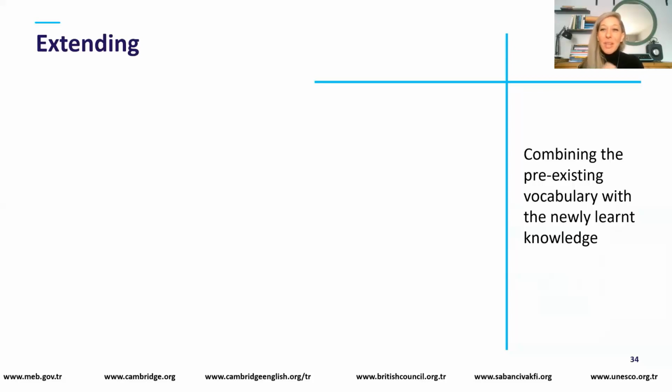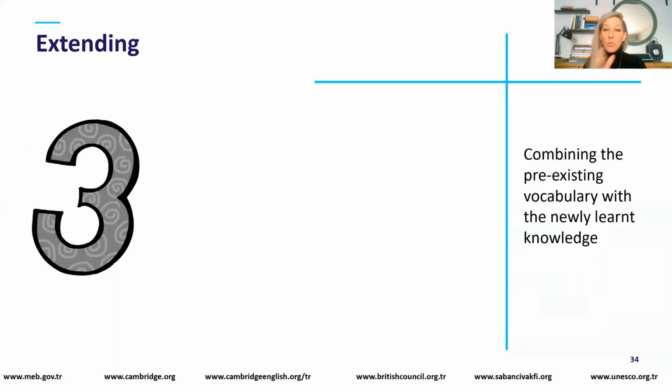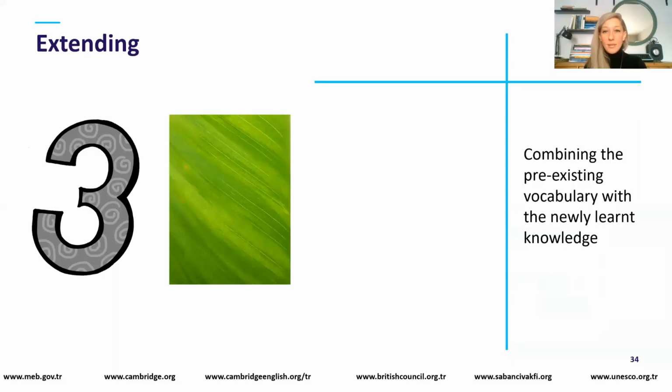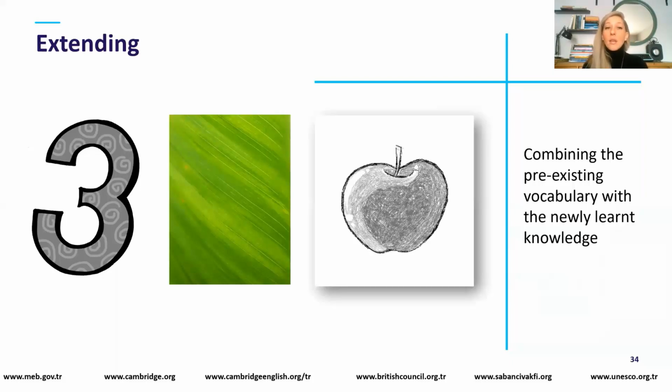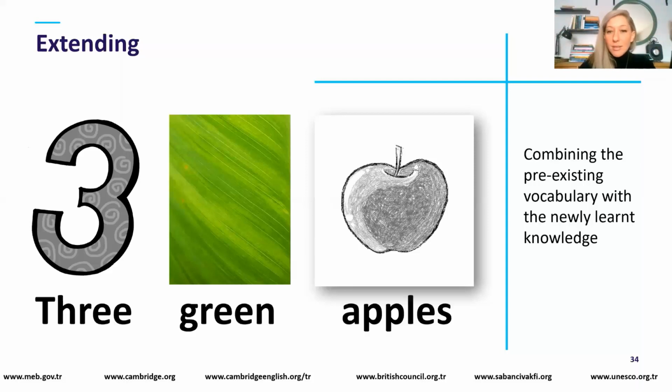Now I'm going to show you something. Combining the pre-existing vocabulary with the newly learned knowledge. Meaning, what is this? Everybody's going to say, 3, exactly. What is this? Green, yes. 3 green, what? Apples. We know as teachers, the first thing we teach is colors, and then we go with numbers. These are cliche things that we teach. Why are we not using it? Why not to extend? Why not to use this knowledge to extend the vocabulary, or like sentence building?